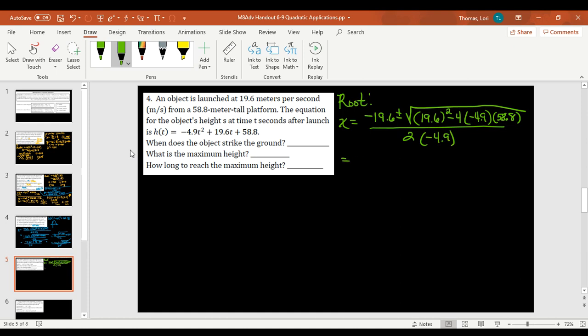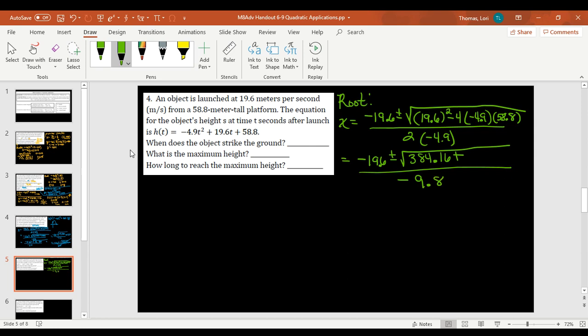Okay, we're going to clean this up a bit. And this is 19.6. So we are going to say 19.6 squared. That gives me 384.16. Now I pause to get my sign. Come back up here. It's negative times a negative times a positive, so that's plus. I promise that will help you out. And then on the bottom I have negative 9.8.